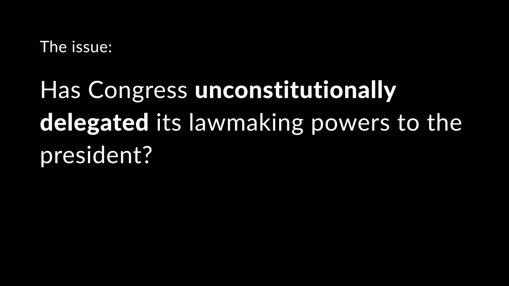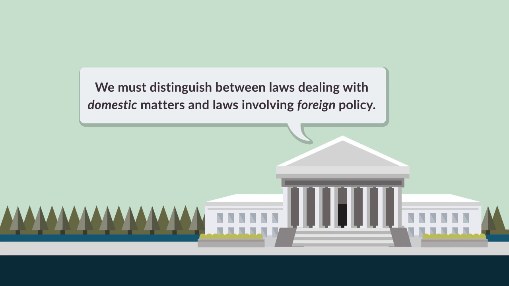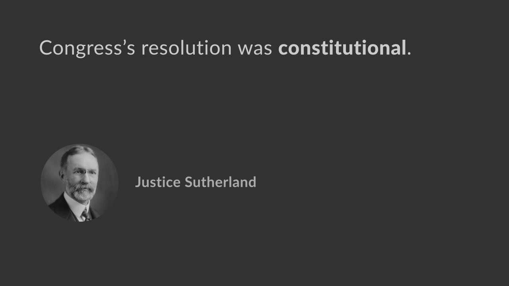The issue before the court was whether Congress had effectively given its lawmaking powers to the President by allowing him to choose if and when the ban would be activated. To answer this question, the court drew a distinction between laws dealing with domestic matters and laws involving foreign policy. Justice Sutherland, writing for the majority, held that the joint resolution was constitutional.